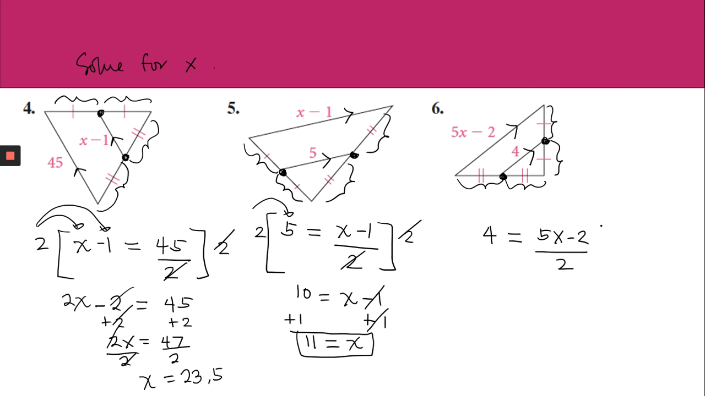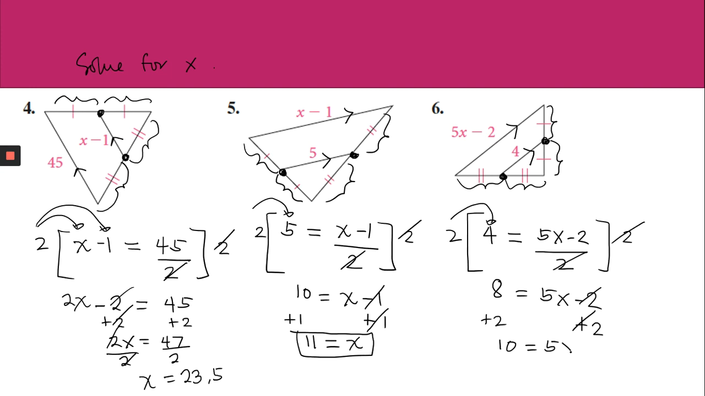That is equal. So multiply both sides by 2. So I can cancel this. 2 times 4 is 8, equals to 5x minus 2 plus 2. So this is 10 is equal to 5x. Divide by 5. X is equal to 2. Right?